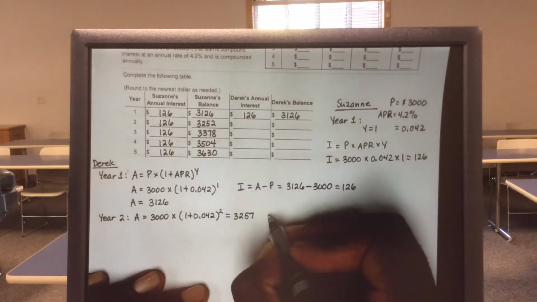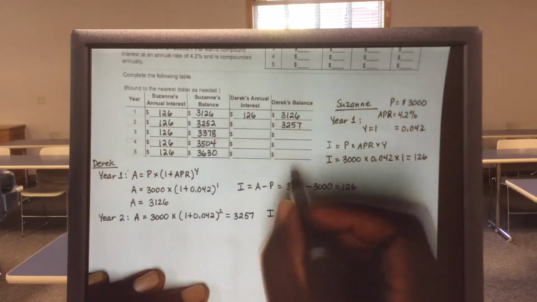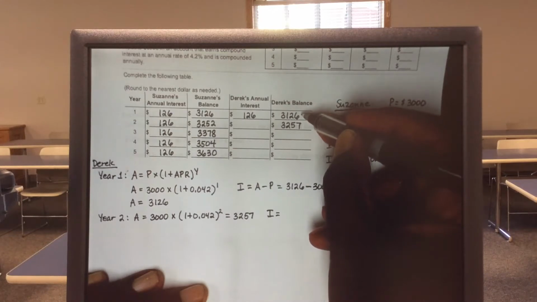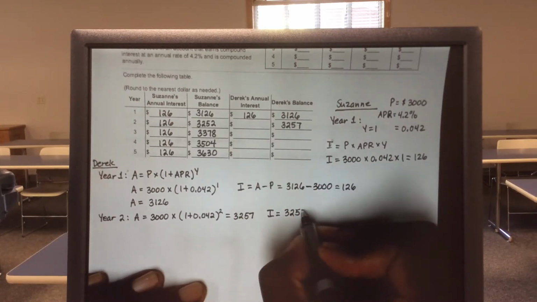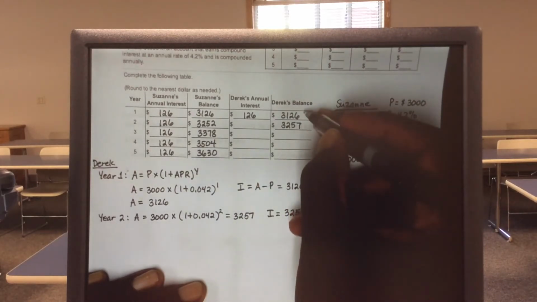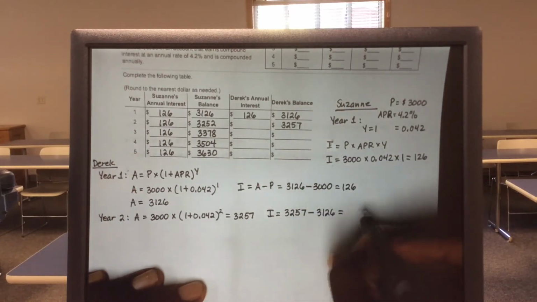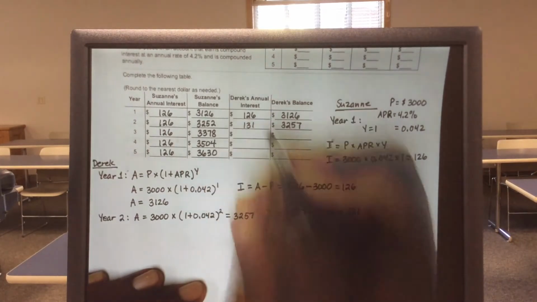And now to find the interest, I'm going to put that $32.57 here. Now I'm going to take this amount and subtract from it the balance that he had at the end of the first year. That will give me the interest for only year 2. So if I do $32.57 minus the previous year 1 balance of $31.26, I'm going to end up with $131. So for that second year, he's earned an additional $131.